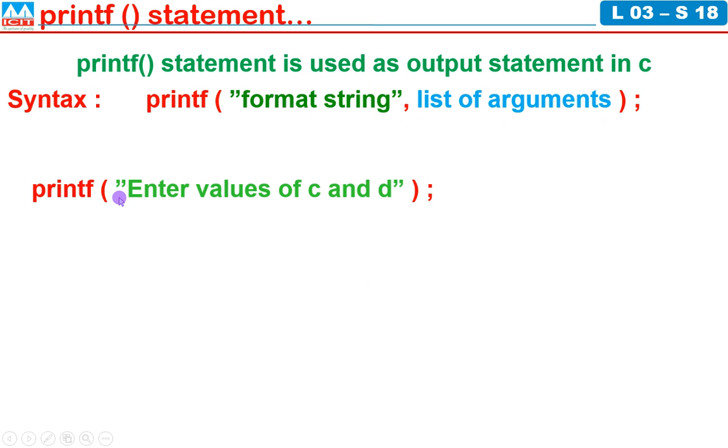What about this example printf? The function of the printf statement is displaying something within double quotes. What is there within double quotes? Enter values of C and D. Are there list of arguments? No. List of arguments is optional.